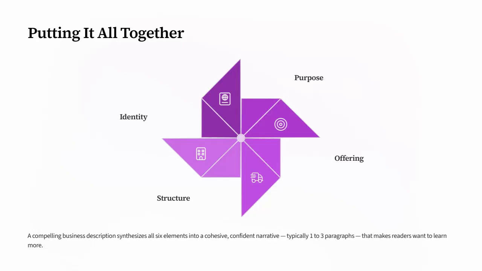This slide brings the core ideas together. A strong business description connects identity, purpose, offering, and structure into one clear story rather than presenting them as isolated statements. The goal is a cohesive, confident narrative that quickly communicates who the business is, why it exists, what it provides, and how it is organized. Typically, that narrative fits into 1 to 3 paragraphs, giving readers enough context to understand the business and, most importantly, making them want to learn more.